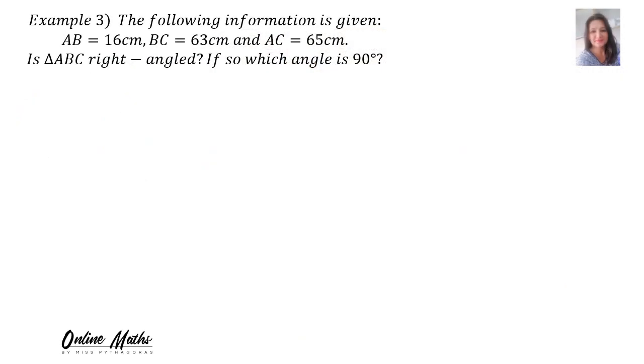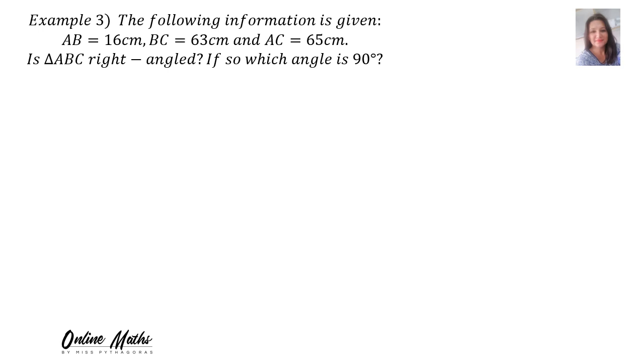Example 3. The following information is given. AB is 16 centimeters, BC is 63 centimeters, and AC is 65 centimeters. Is triangle ABC right angled? And if so, which angle is 90 degrees? Now, do you agree we need a sketch?